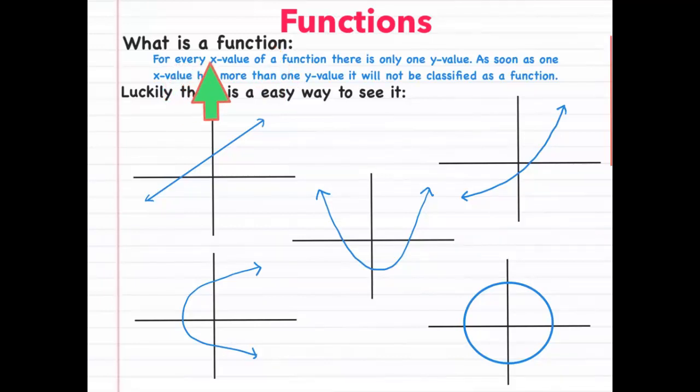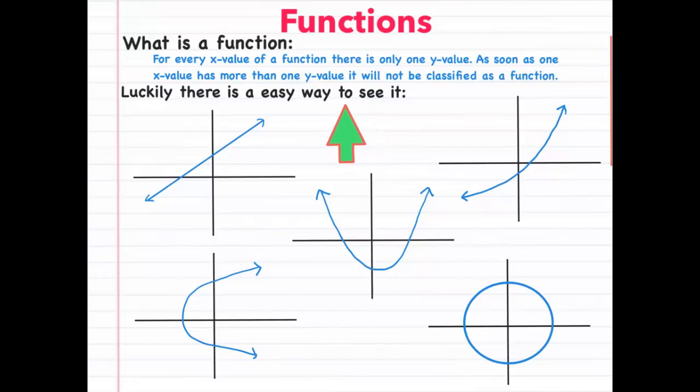Now for every x value of a function, there is only one y value. Okay, so now we know that a function, for every x value, has only one y value. As soon as one x value has more than one y value, it will not be classified as a function. You can study that part if you want to, but luckily there is an easy way to see if a graph is a function or not.